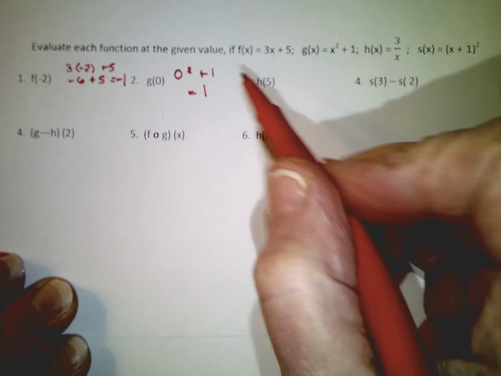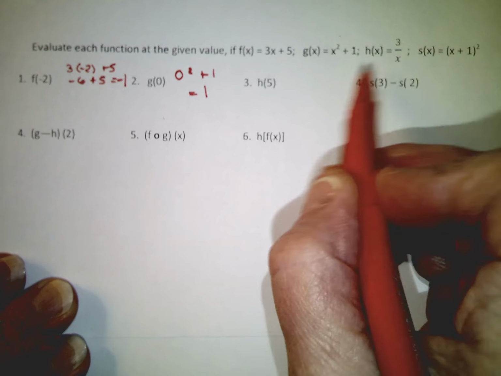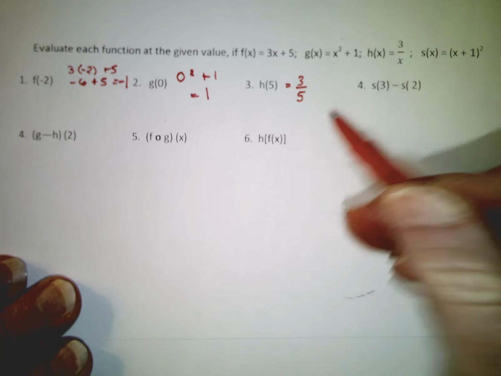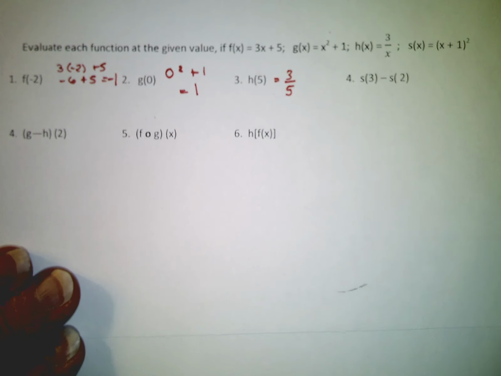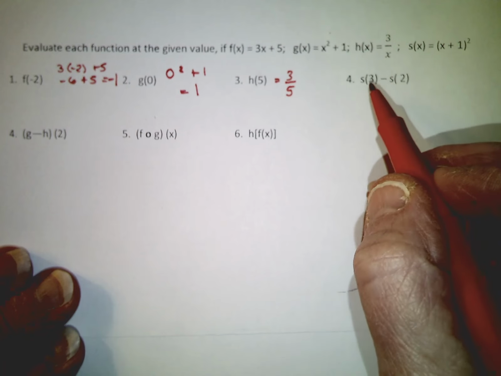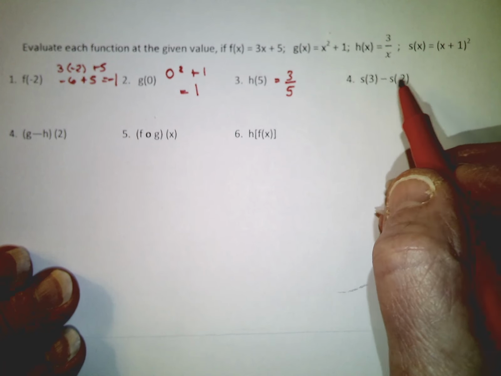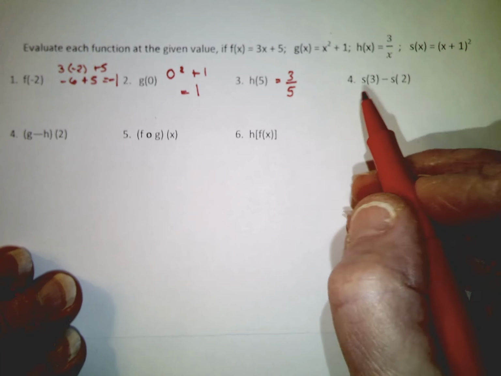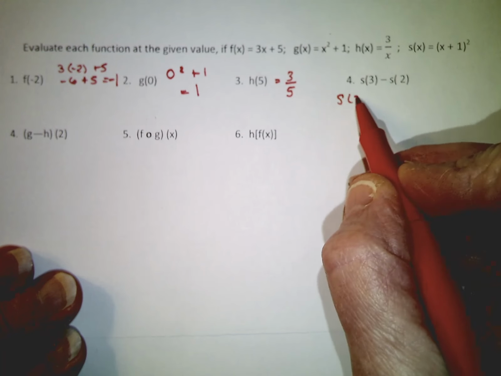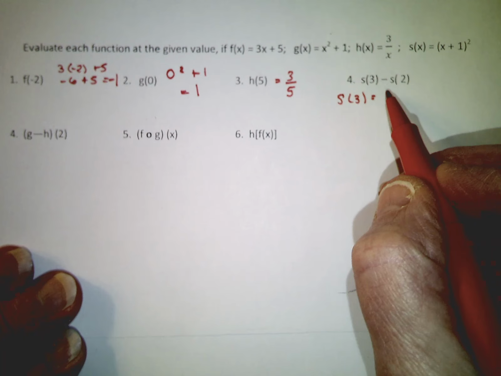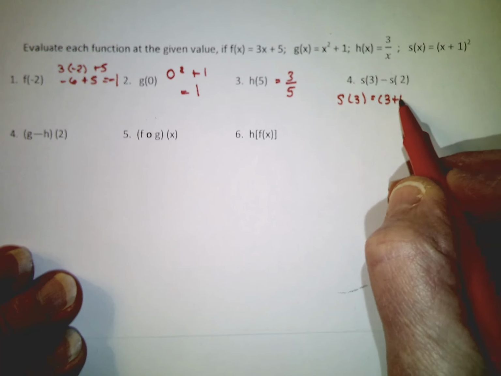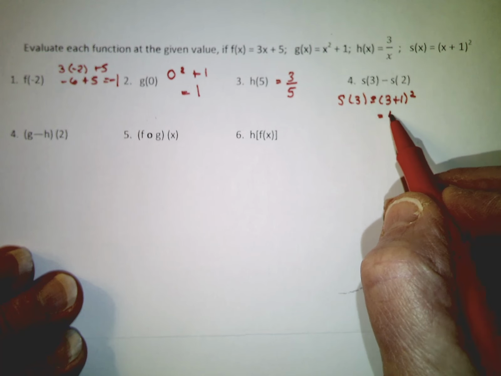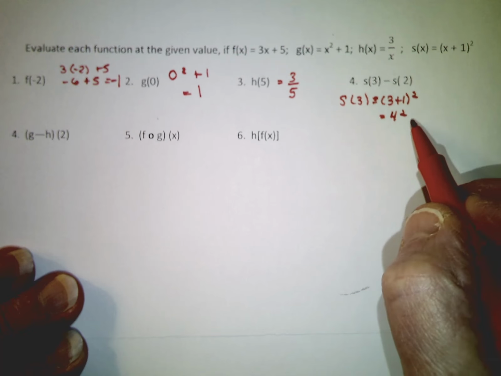h of 5 seems even more direct. Put a 5 in for the x, and there's nothing even to calculate, it's just 3/5. Now when we get to number 4, there are no shortcuts. We can't say that this is f of 3 minus 2. I'm sorry, s of 3 minus 2. We're going to have to actually find out who is s of 3, who is s of 2, and subtract them. So s of 3 is going to be 3 plus 1 and square it. So that's going to equal 4 squared, or 16.